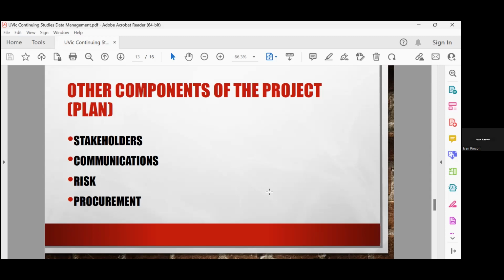I'm going to jump to the last one to leave risk for the end. So procurement. Remember, I told you that you probably have to acquire things. You have to buy tools. You have to bring in a contractor. Well, that has to be procured. That has to be planned.